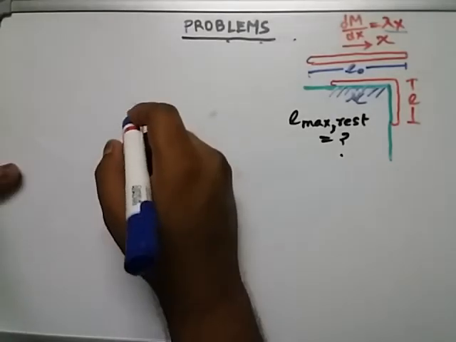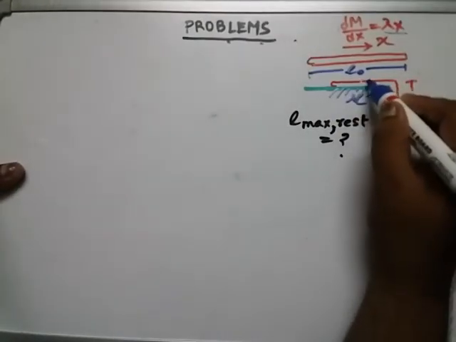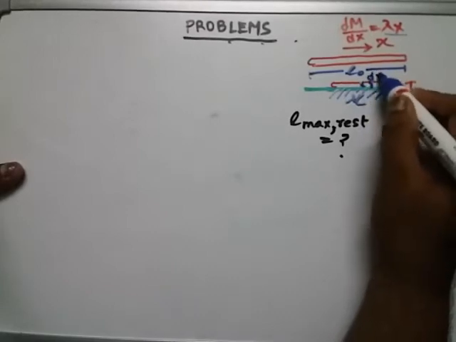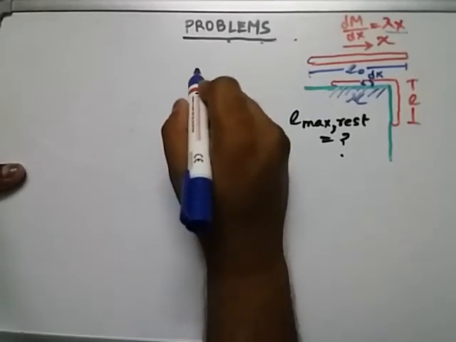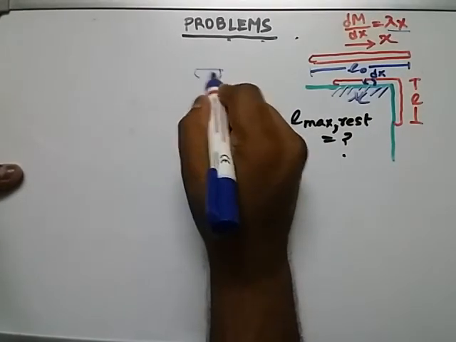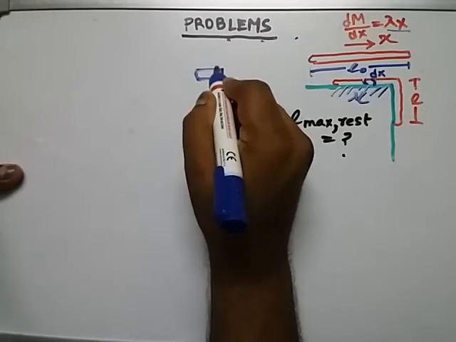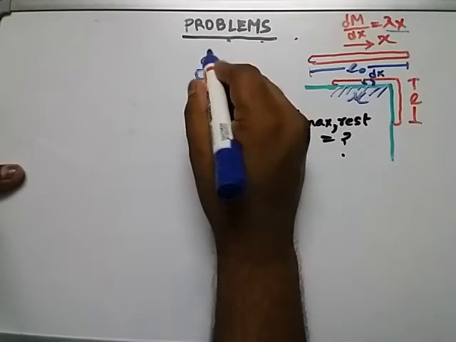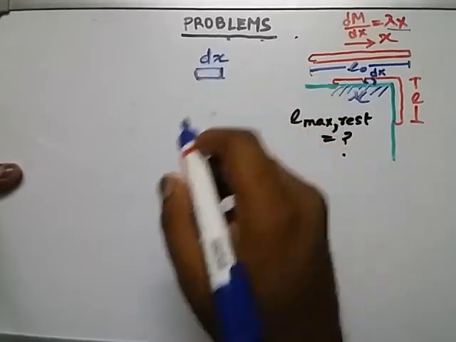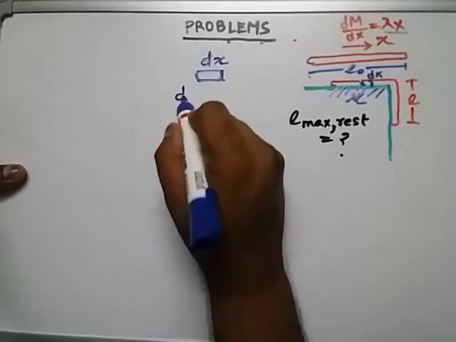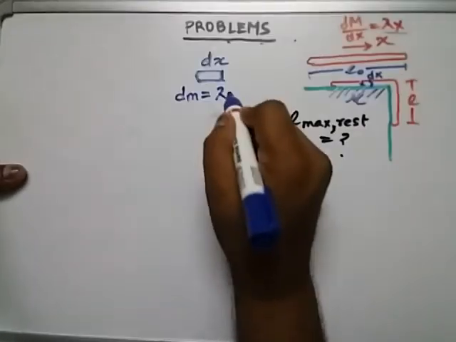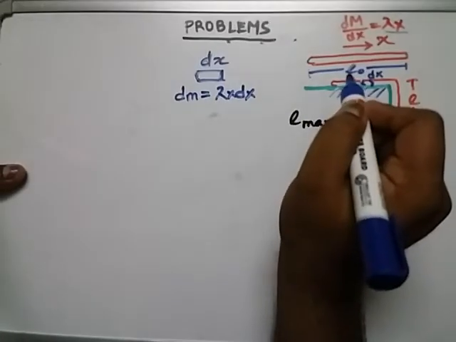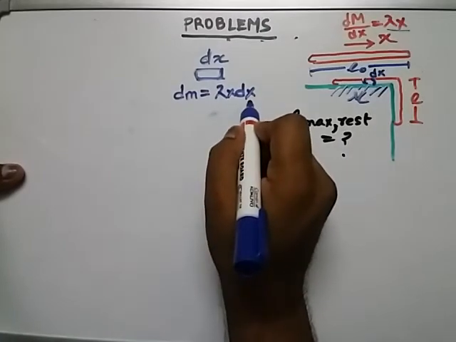Now let us make the free body diagram of a very small portion of the string of length dx. Correct? So let us see. Fine. So the mass of this small portion is given by dm, which is given by lambda x dx.